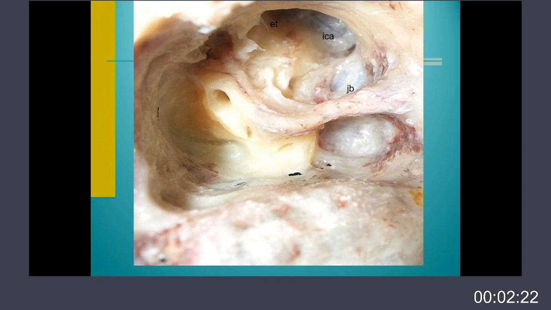In this, I just wanted to show anteriorly, you can see the jugular bulb over here. It is bisected by the vertical portion of the facial nerve, and anteriorly, you can see the carotid artery as well.